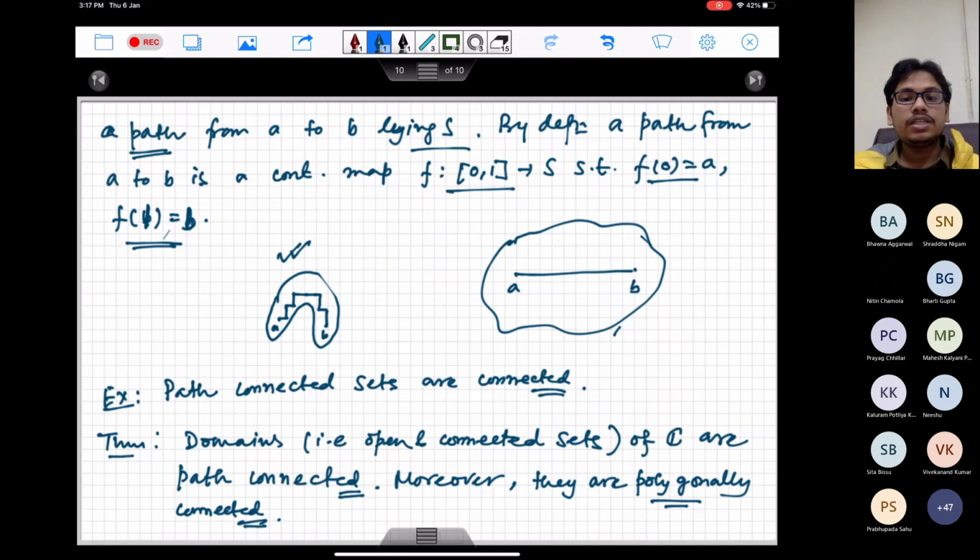More than that, it's going to be polygonally connected, and even more than that, we can choose the polygons in such a way that the line segments of that path are going to be either vertical or horizontal, while we stay inside the domain itself. Okay, so is this clear, what I have said so far?